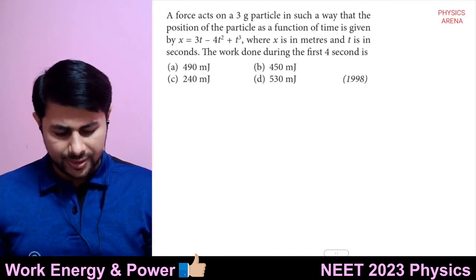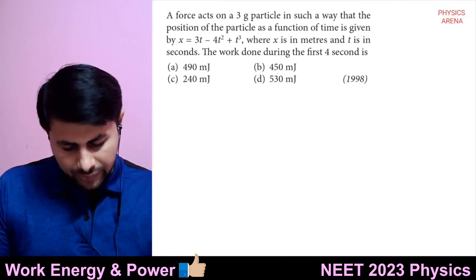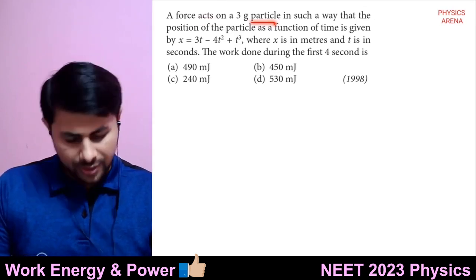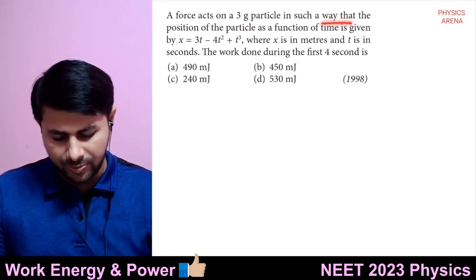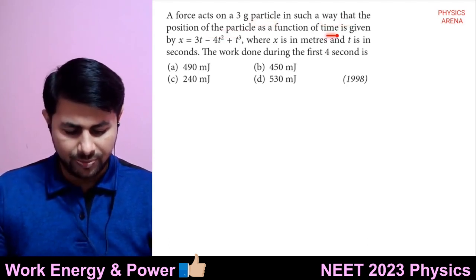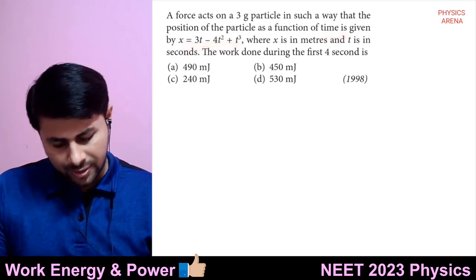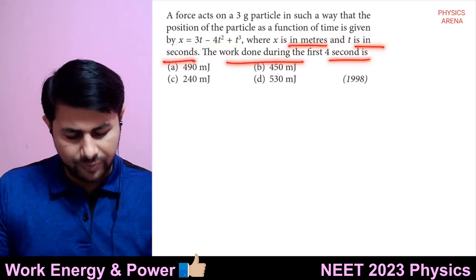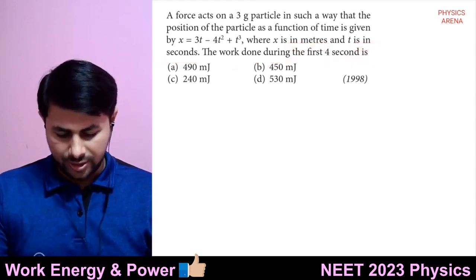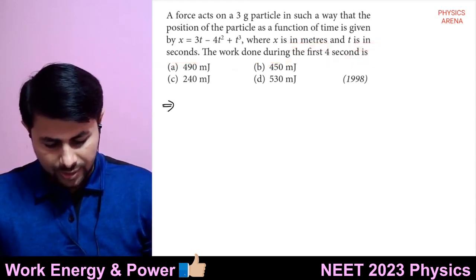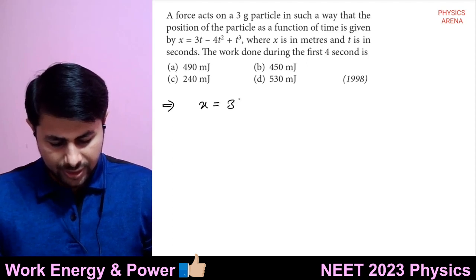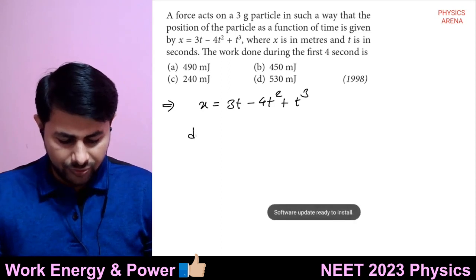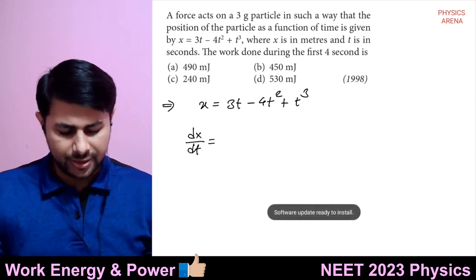Okay, let's discuss the next problem, which is similar. A force acts on a 3-gram particle in such a way that the position of the particle as a function of time is given by this expression, where x is in meters and t is in seconds. The work done during the first 4 seconds is, so find out velocity. x is given as 3t minus 4t square plus t cube. Find out velocity. So dx by dt is what?